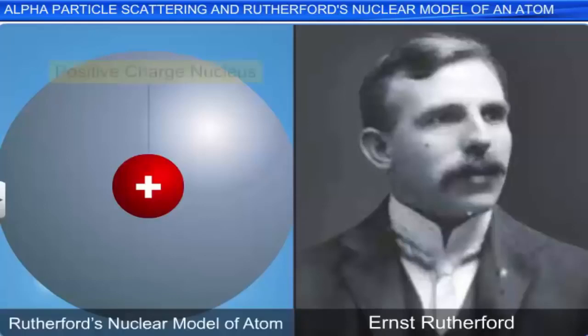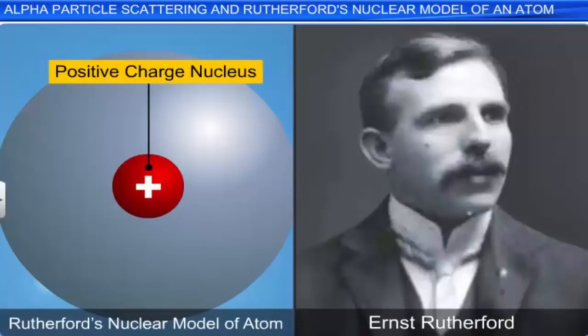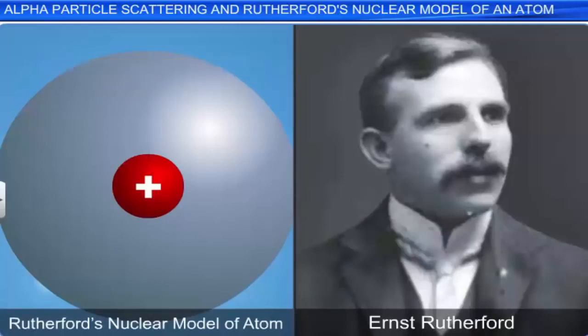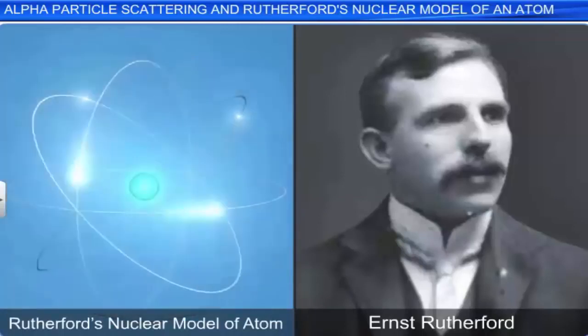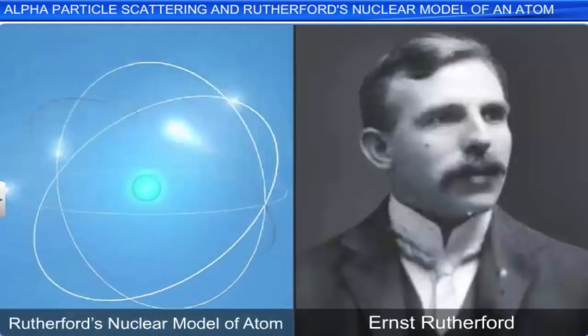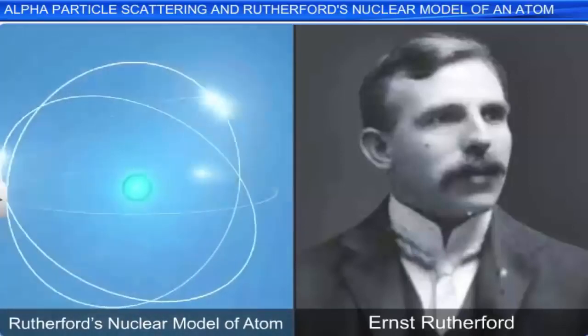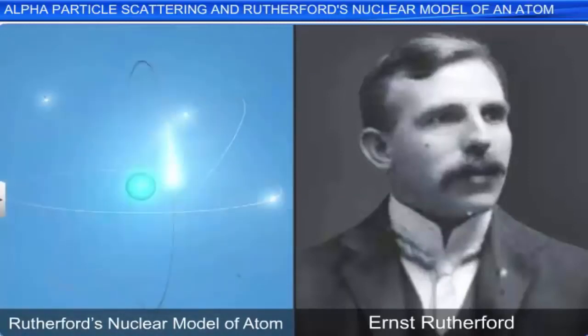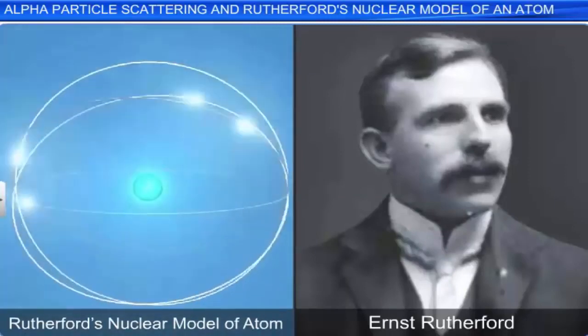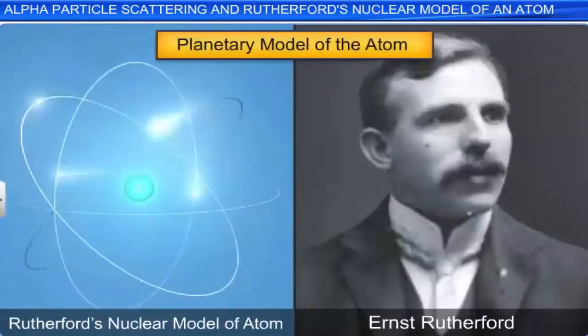The entire positive charge and most of the mass of the atom is concentrated at the center of the atom called the nucleus. He also proposed that the electrons revolved around the nucleus in orbits, just like planets revolving around the sun. Hence, Rutherford's atomic model is also known as the planetary model of the atom.